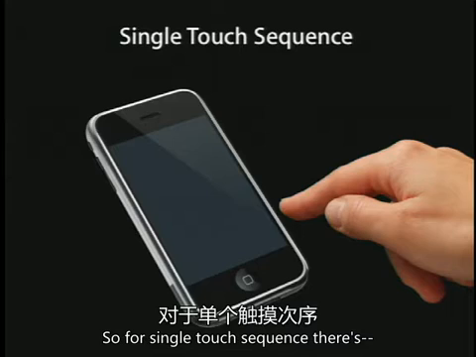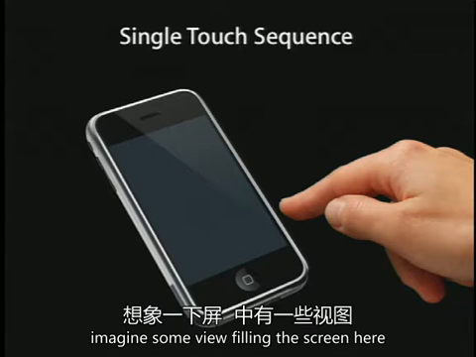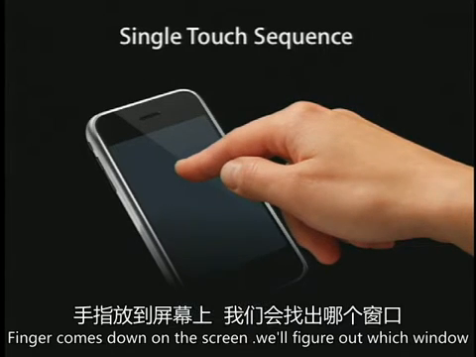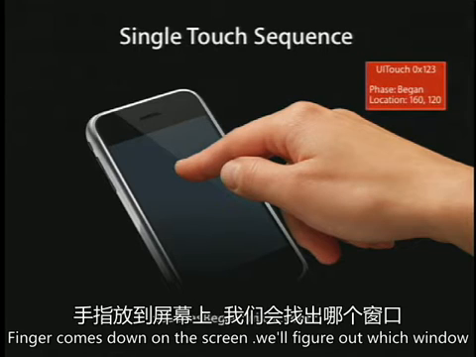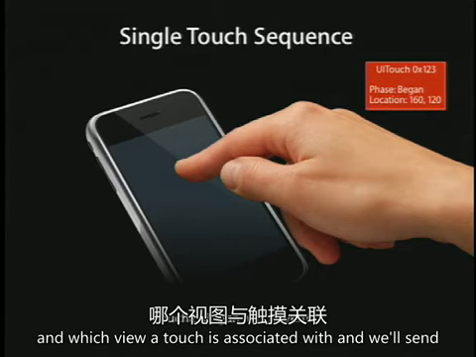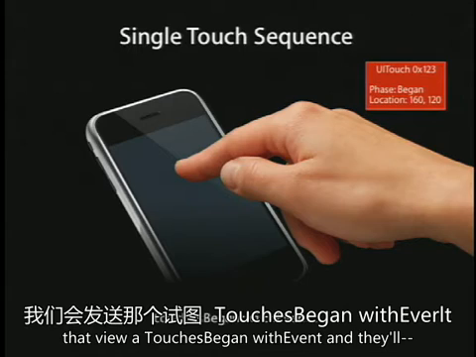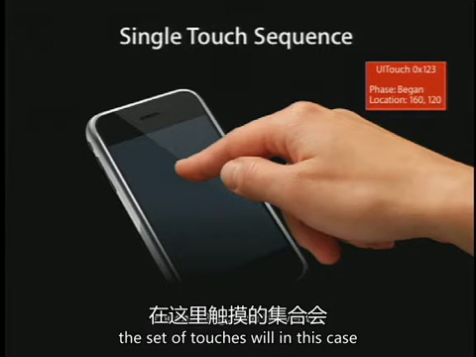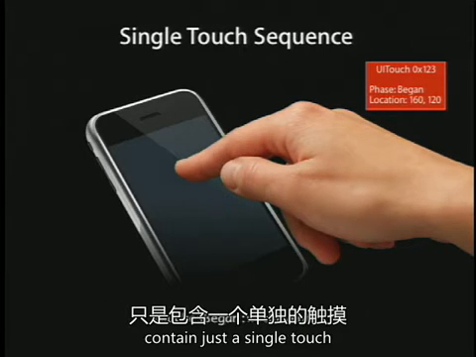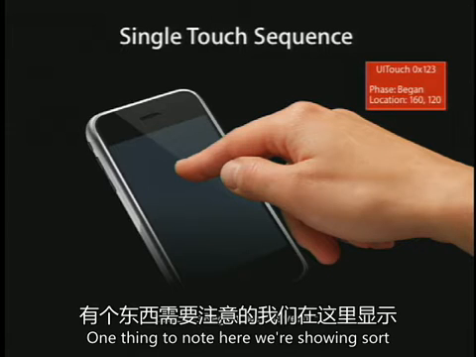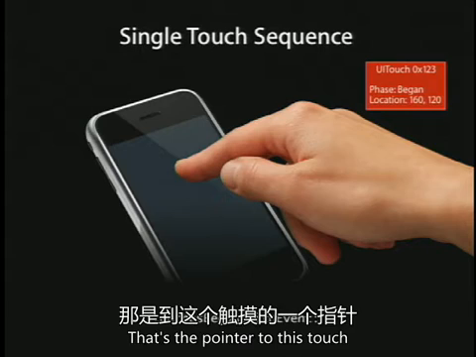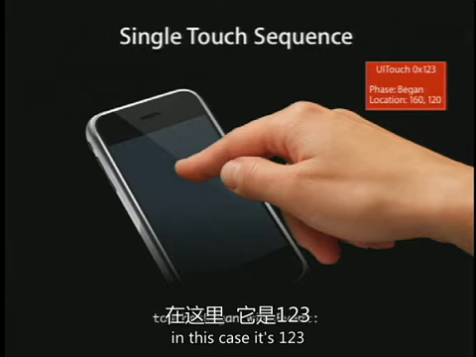So for a single touch sequence, imagine some view filling the screen here. Finger comes down on the screen. We'll figure out which window and which view that touch is associated with. And we'll send that view a touchesBegan:withEvent:. And the set of touches will, in this case, contain just a single touch. One thing to note here, we've shown a simulated address here. So that's the pointer to this touch. In this case, it's 1, 2, 3.